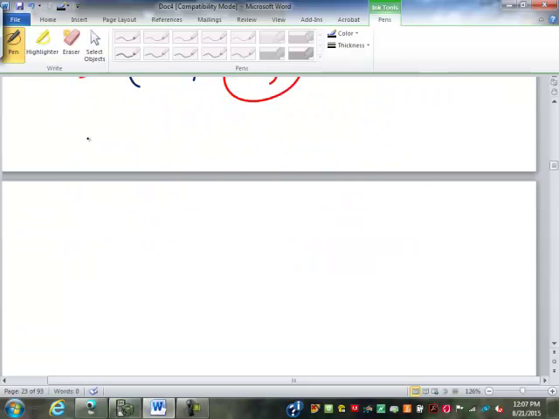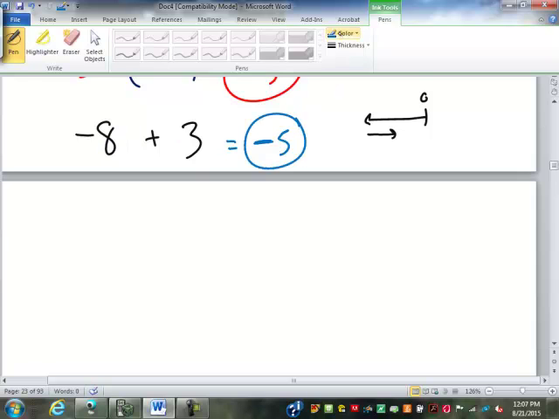I might have -8 plus 3. So again, here's 0. -8 goes this way. Positive 3 is the opposite direction, longer or shorter? Shorter. So that tells me that I stay on the negative side. The answer is the amount is the difference between 8 and 3, which is again 5.